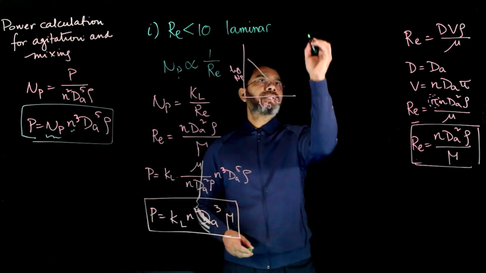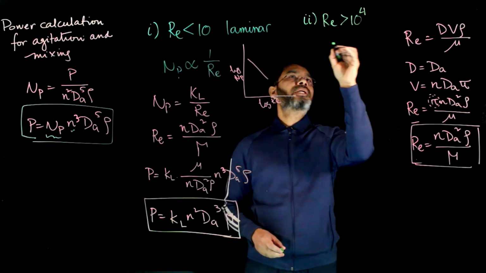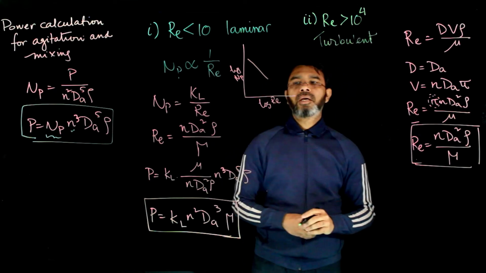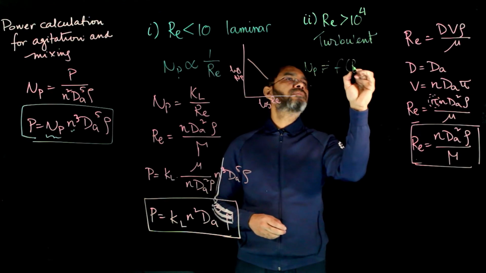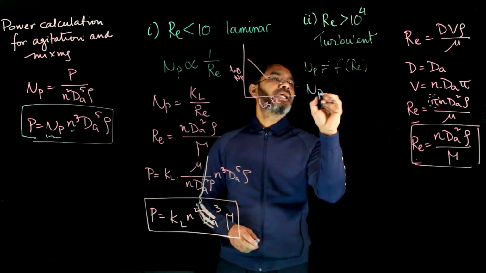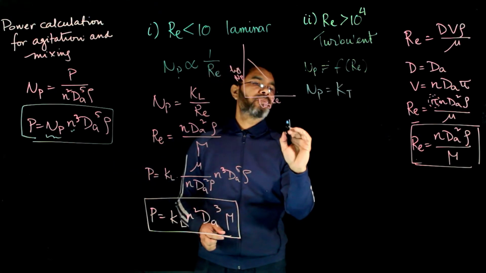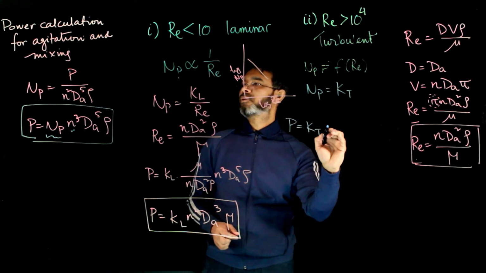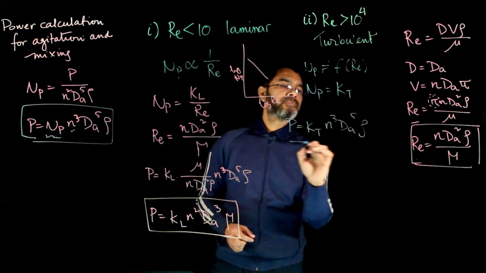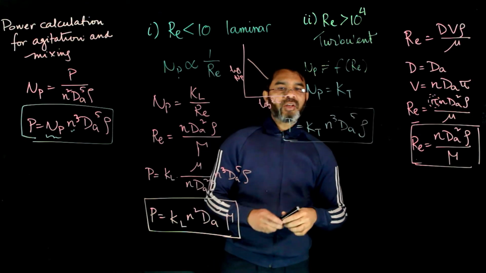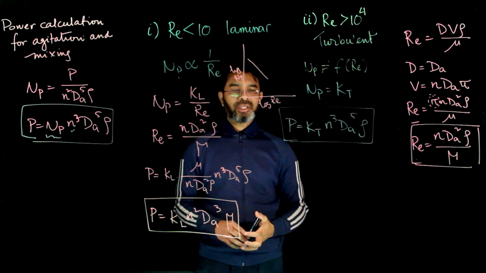Now if the flow is turbulent, so Reynolds number greater than 10,000, the flow is considered to be turbulent. And for turbulent flow, this NP is not a function of Reynolds number. So we can write NP to be a constant KT. So if you simply plug in this equation over here, P will be KT N cube dA^5 rho. The values of KT and KL are available in the literature. So if you know the flow type, you can directly use these two equations.